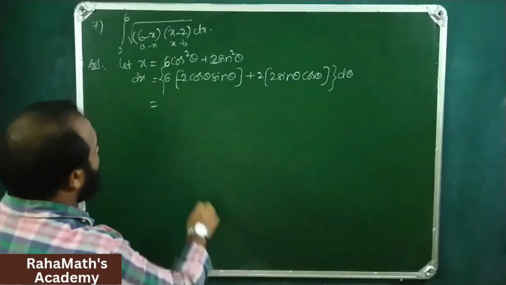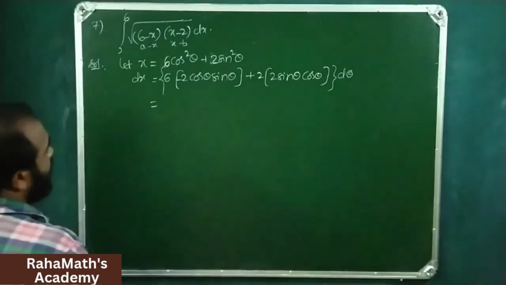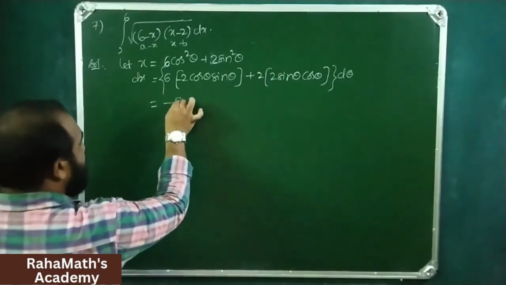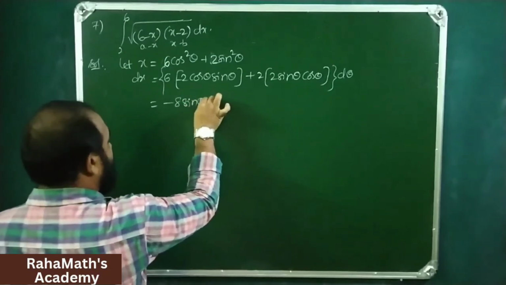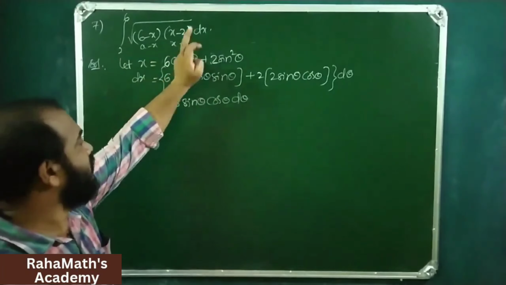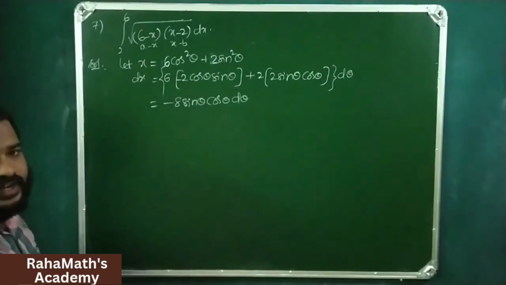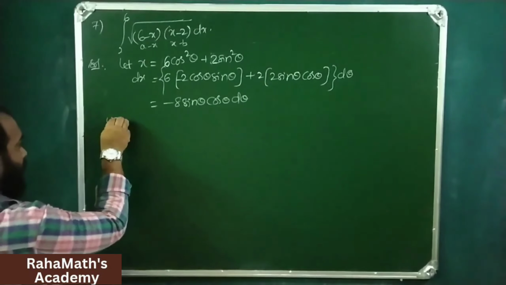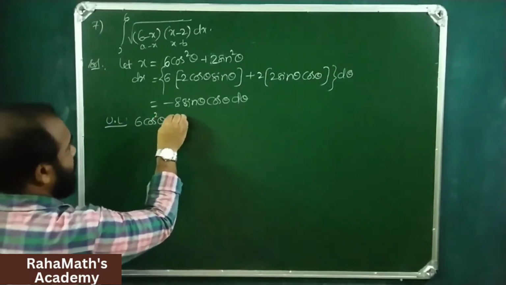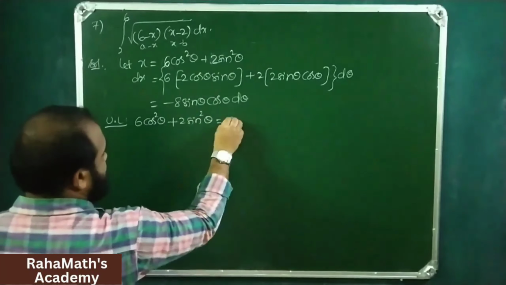Minus 6 twos are minus 12 cos theta sin theta, 2 twos are 4 sin theta cos theta, minus 12 plus 4 is minus 8 sin theta cos theta d theta. This is dx. Now we have to change the limits also. For the upper limit, 6 cos square theta plus 2 sin square theta is equal to 6.